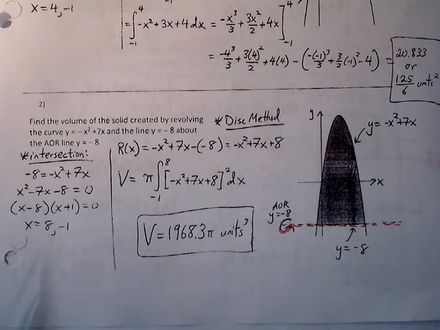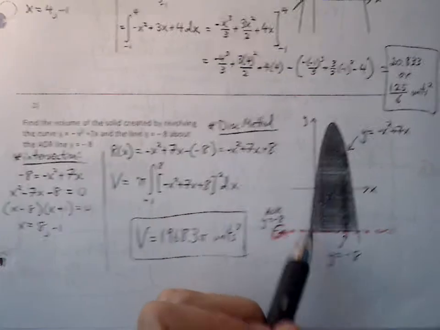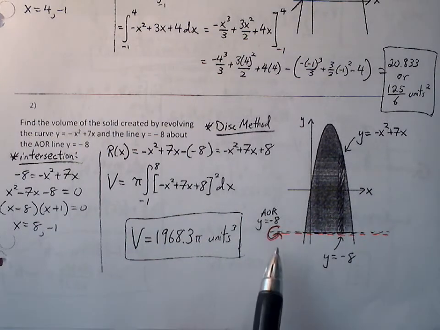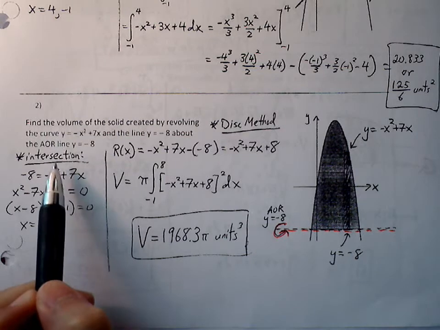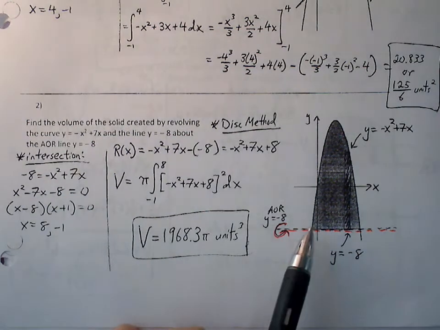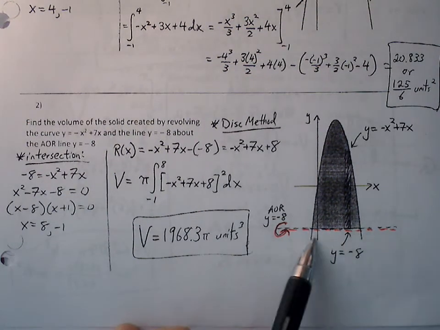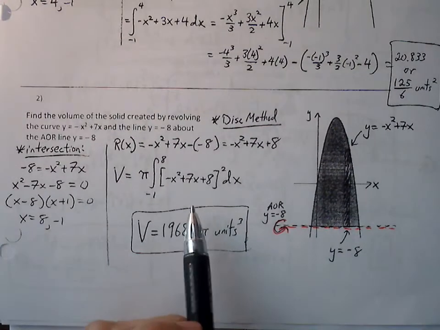All right, number 2, we have a shaded region that is created by the parabola that opens down and the line y equals negative 8. So first things first, let's find the intersection. We set the negative 8 equal to the negative x squared plus 7x to look for these points. We bring everything over to one side. We factor, we get negative 1 and 8.